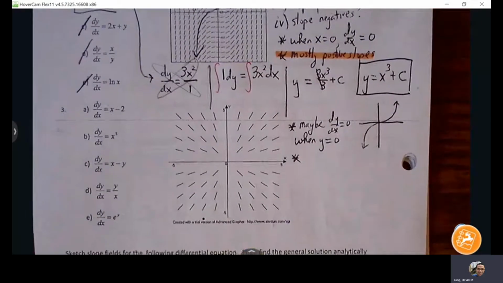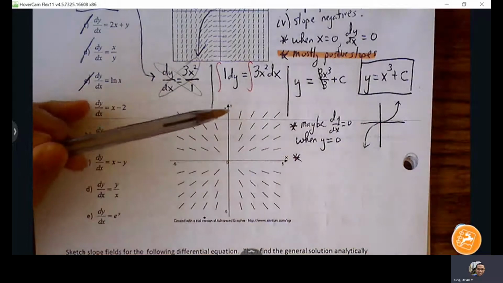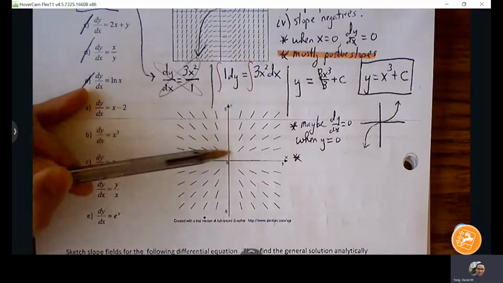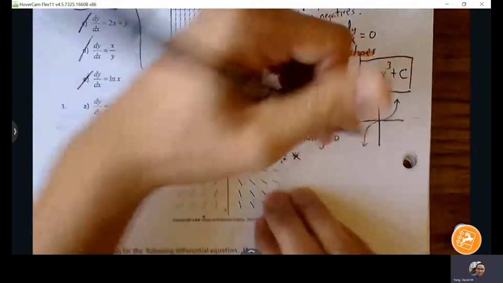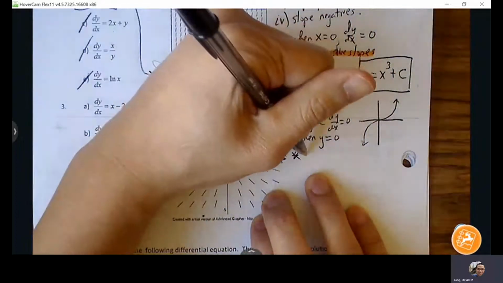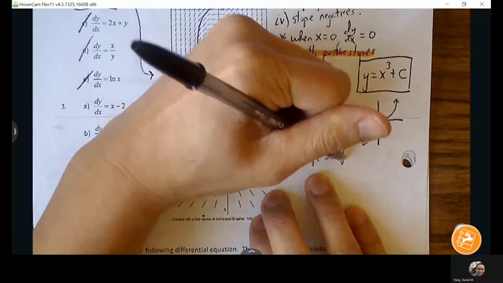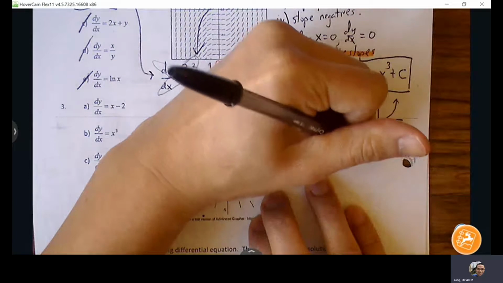Okay, what about slope undefined? Do you see any place where slope is undefined for sure? Yeah, so here, again, we can't rely on this, right? But we can rely on this, though, because there's nothing here on the y-axis, and it's not hiding vertical lines because we know vertical lines are not going to show up on a slope field. So, yes, there is slope undefined when x equals zero along the y-axis.